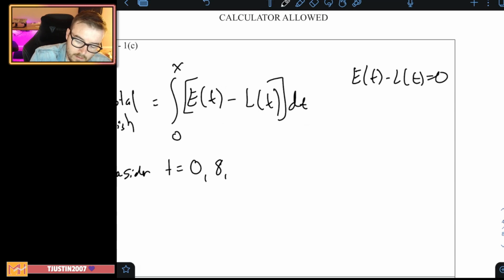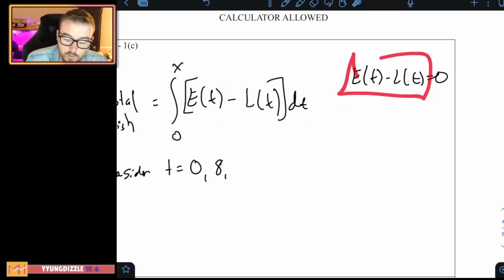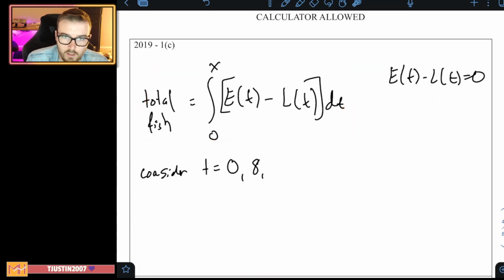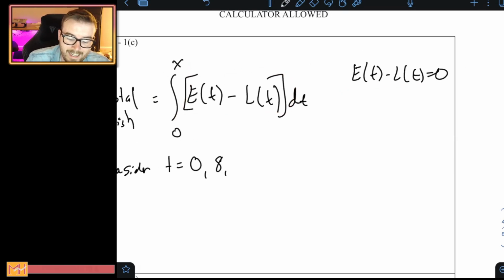Why? Well, this represents the derivative. This is the rate at which fish are coming and going. So we want to know, when is the rate, the derivative, equal to 0? This is the total number of fish that are in the water. So when you differentiate this with respect to t, the derivative, the rate, is E of t minus L of t. So we want to know, when is that equal to 0? Okay? So if we set that equal to 0, we will find our solution. So let's break out the calculator.